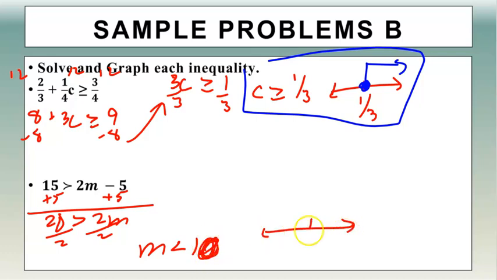On a number line, we got 10 here. It's going to be an open circle because it cannot equal 10, but it's got to be less than. Less than goes to the left.